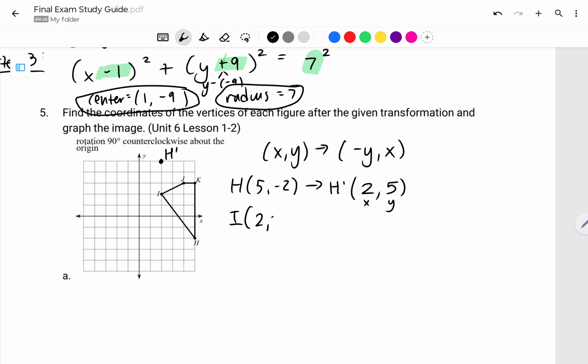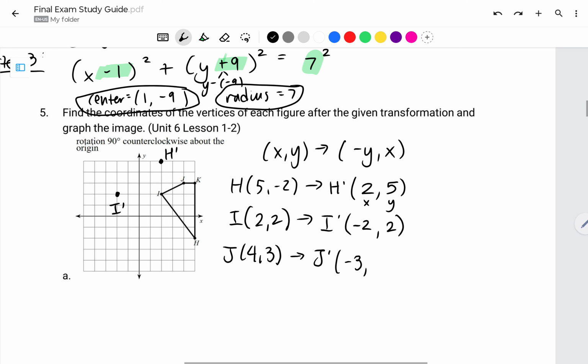All right, let's keep going. I is on 2 and 2. So I prime. Now it's going to be negative 2. I'm attaching a negative to my y. And then x stays the same. Negative 2 and 2 is right here. J is on 4 and 3. So j prime is negative 3, and then the x is going to stay as positive 4.